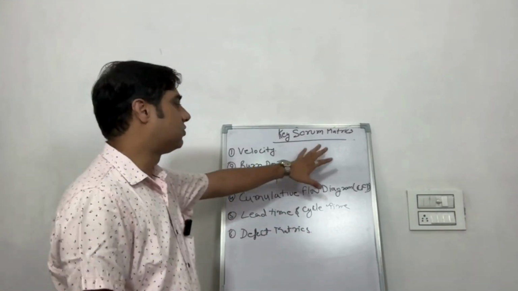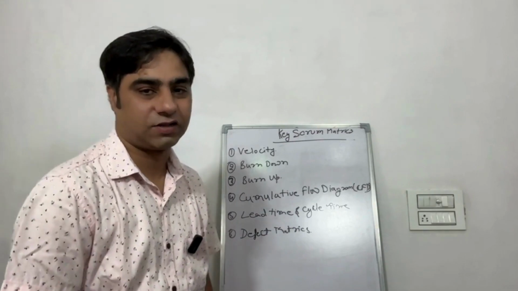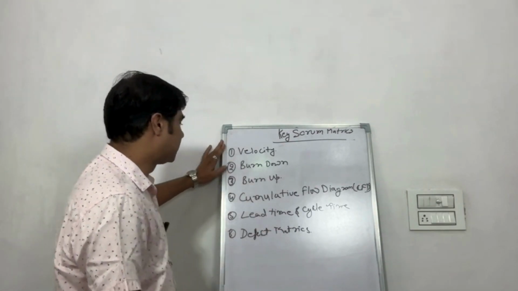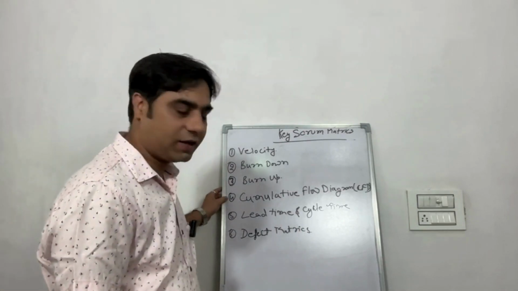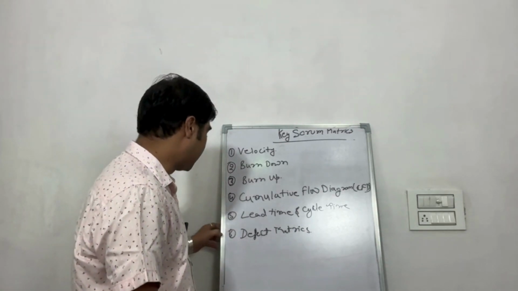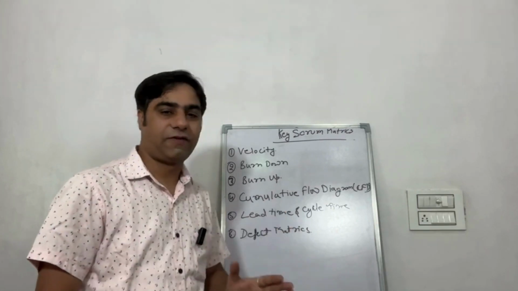In this video, we are going to discuss the key Scrum metrics. First is velocity, second is burn down, third is burn up, fourth is cumulative flow diagram, fifth is lead time and cycle time, and the sixth is defect metrics.